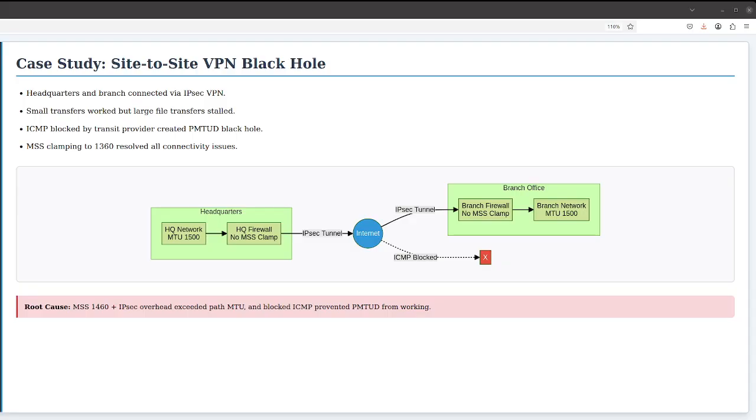The solution involved configuring MSS clamping on both firewalls. Setting ip tcp adjust-mss 1360 on the tunnel interfaces immediately resolved all connectivity issues. File transfers completed successfully, and web applications loaded normally.